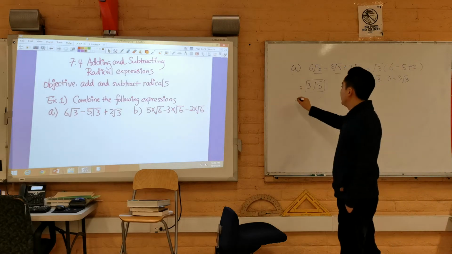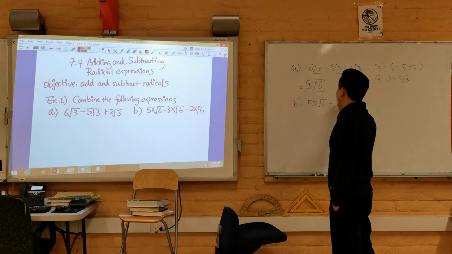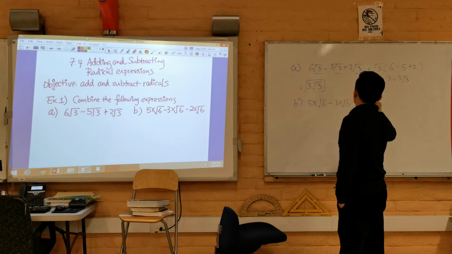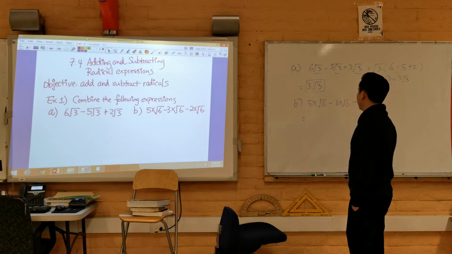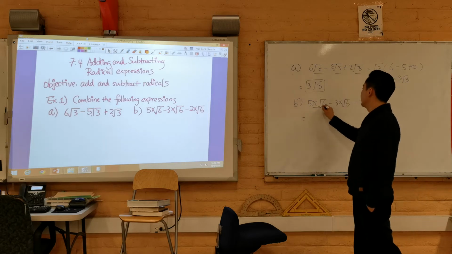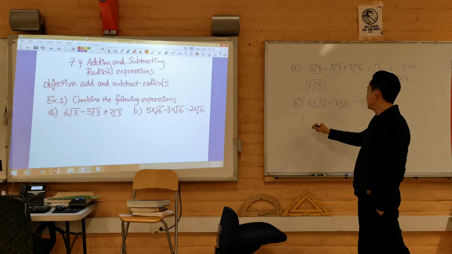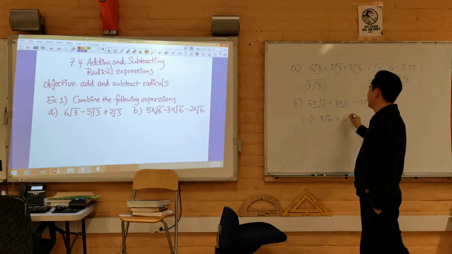Okay? And then for B, again, compare and contrast. We want to find the common factor that they share all together. What we got here is x root 6, so that's what they share in common. 5 minus 3 minus 2, so everything got canceled. We got 0 times x root 6, which is 0.